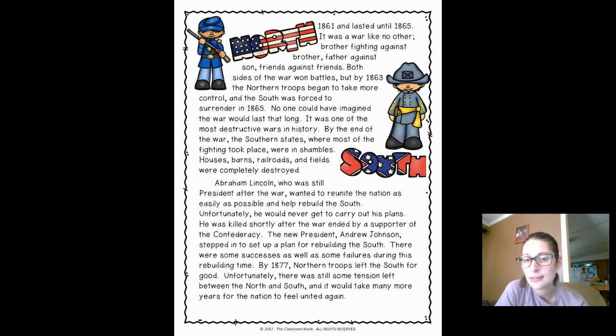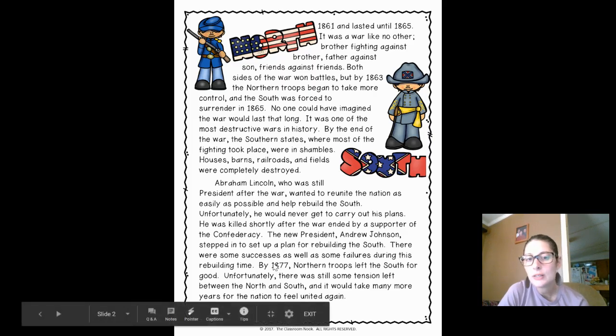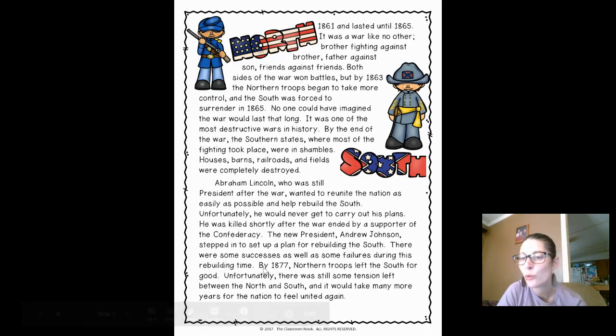There were some successes as well as some failures during the rebuilding time. By 1877, Northern troops left the South for good. Unfortunately, there were still some tensions left between the North and the South, and it took many, many years for the nation to feel united again. So this war between the North and the South really created a divide in our country for a very, very long time. And if you pay attention, the war started in 1861, and it was until 1877 before the Northern troops even left the Southern region. Okay.